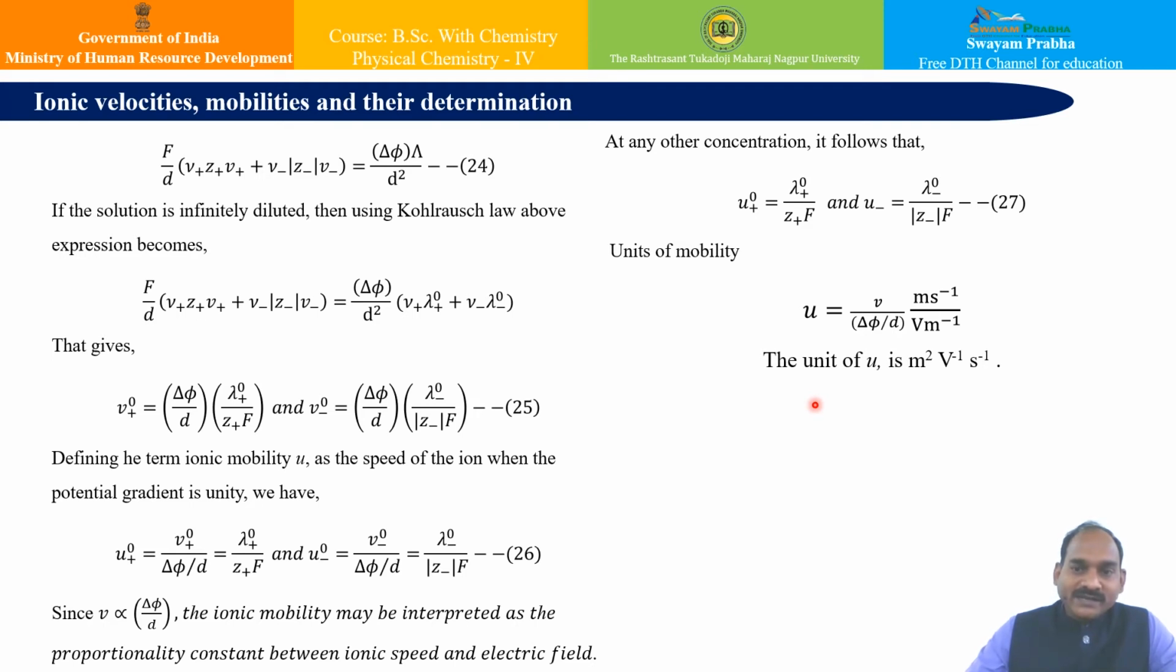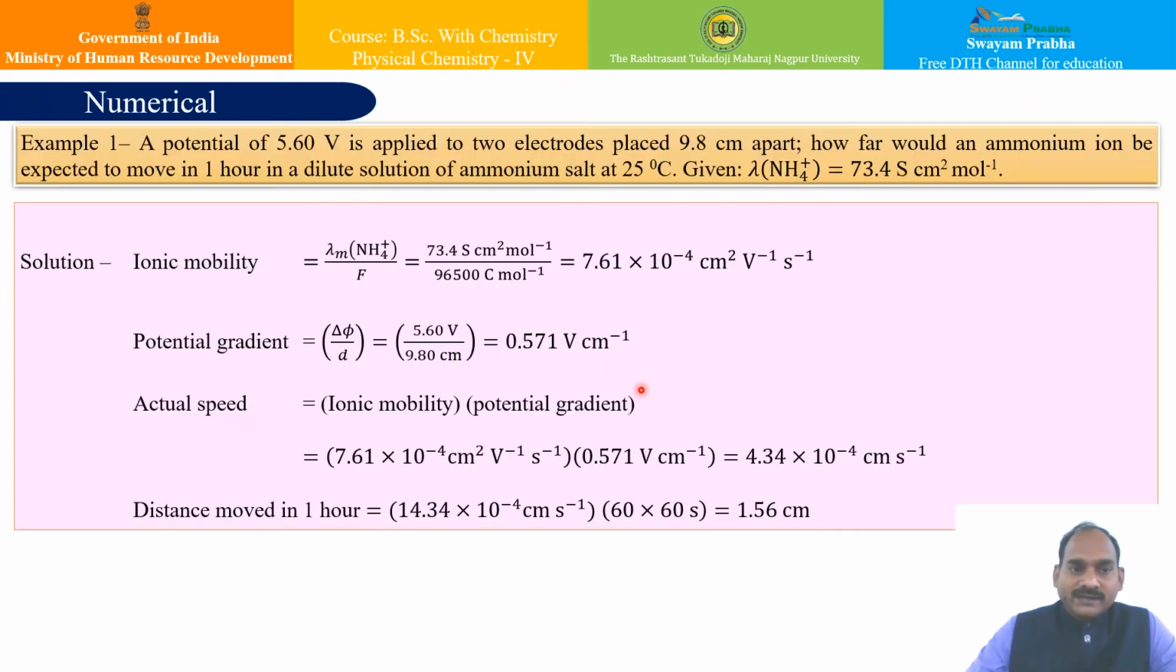And I can determine it if I have these values given in the numerical. Let us see in one of the numerical how it can be solved. Say in an example, a potential of 5.6 volt is applied to two electrodes placed 9.8 centimeter apart. That means D is given as 9.8 centimeter, and potential is given as 5.60 volt. Now, how far would an ammonium ion be expected to move in 1 hour in a dilute solution of ammonium salt at 25 degrees centigrade?